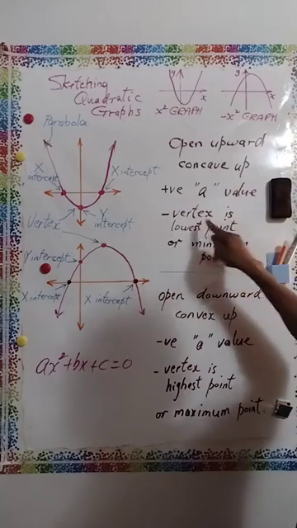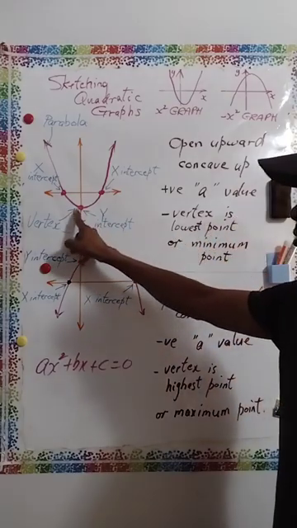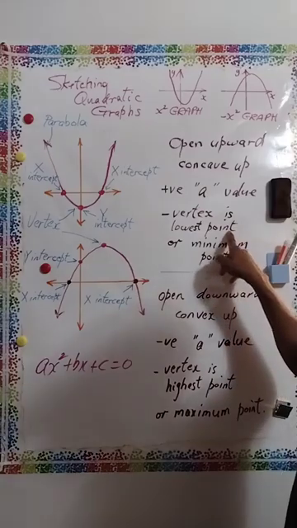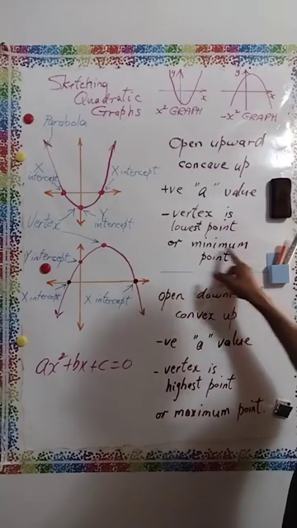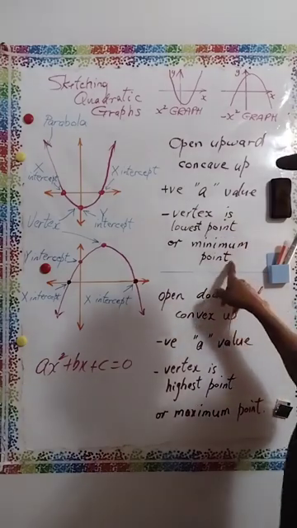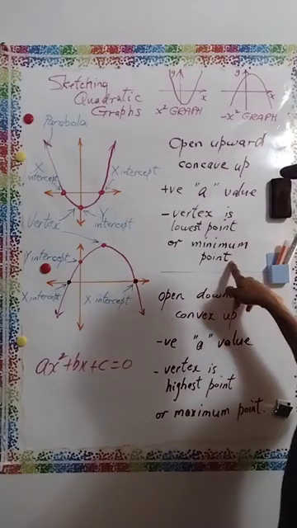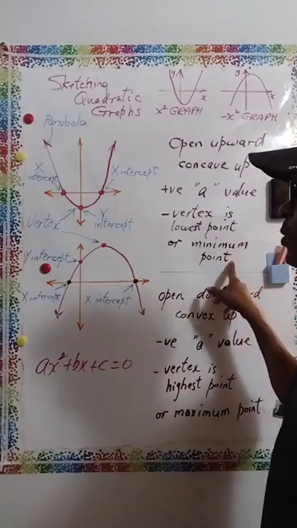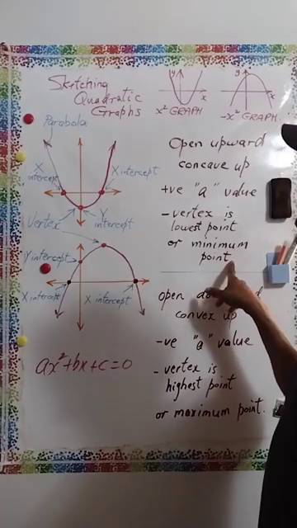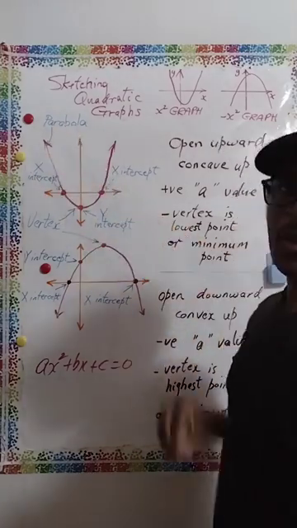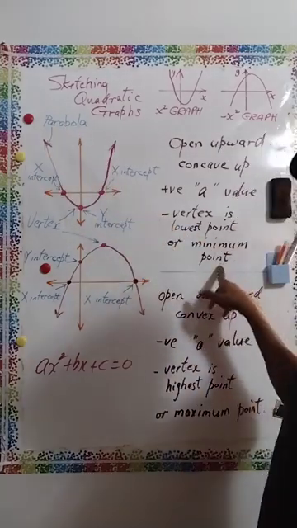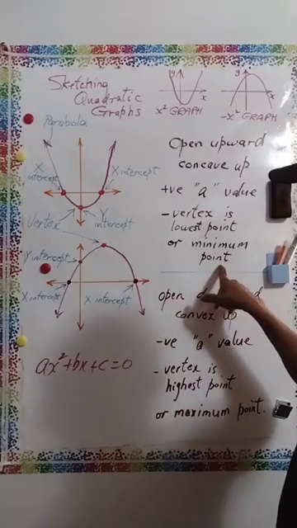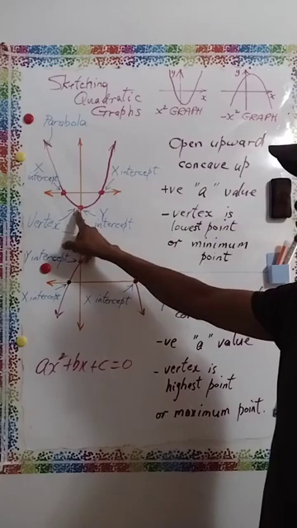And the vertex, of course, as I was highlighting not too long ago, is the lower point. And this graph has a minimum point because it's opening upwards. So once a parabola is opening upwards, it always has a minimum value at the minimum point. So please note that.